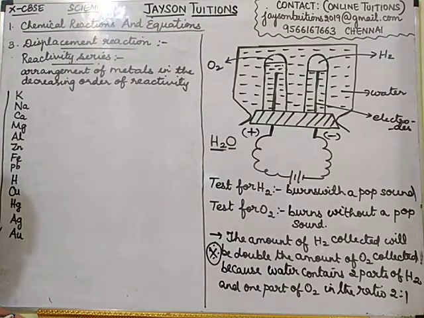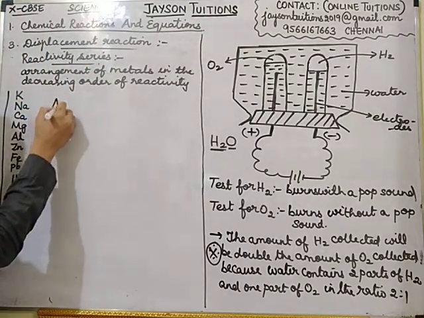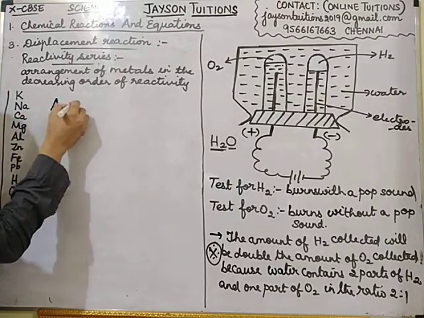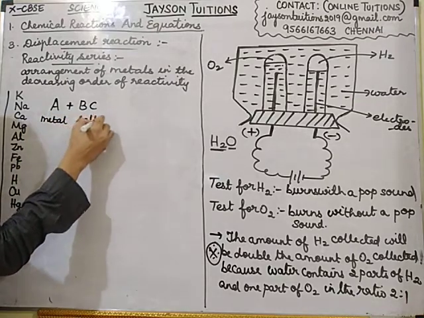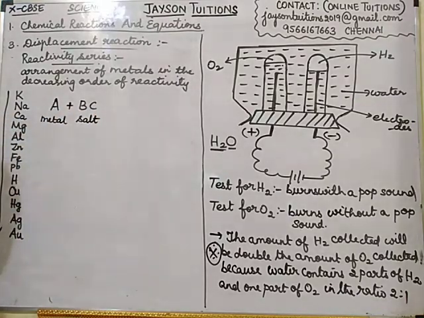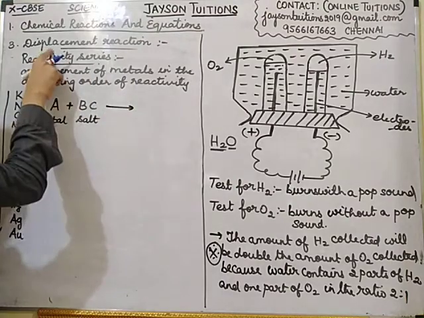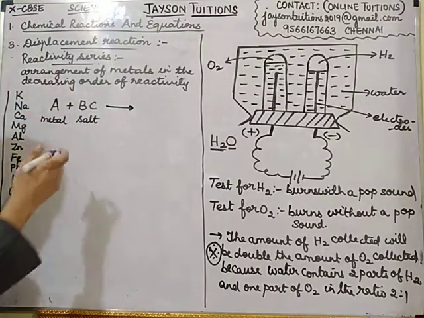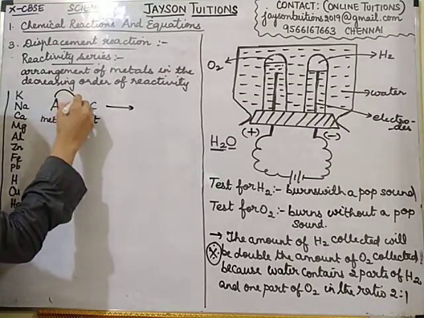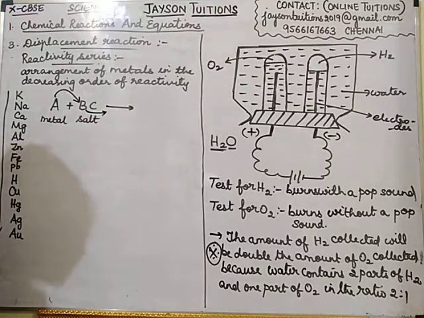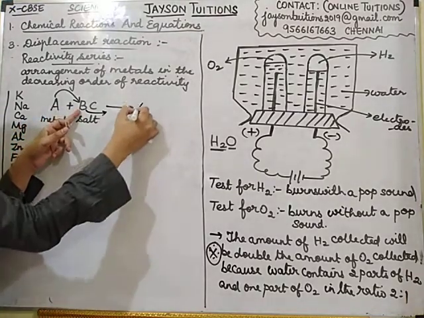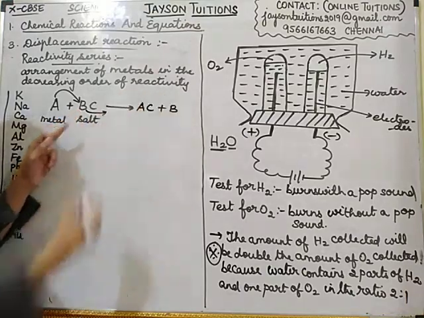So this is called the reactivity series. Now we will come to the displacement reaction. Suppose there is one metal A and there is one salt BC. Now what does displacement mean? It is like replacing. So this A will come to B's position and send B outside. If A comes here, I will get AC plus B.